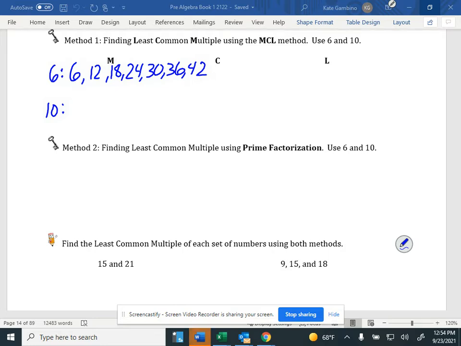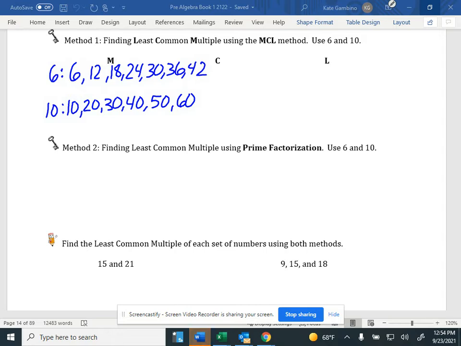So now we're going to list off our multiples of 10. What's 10 times 1? 10 times 2? 10 times 3? 10 times 4? 10 times 5? 10 times 6? And we're going to stop there. So our first step was to list those multiples.